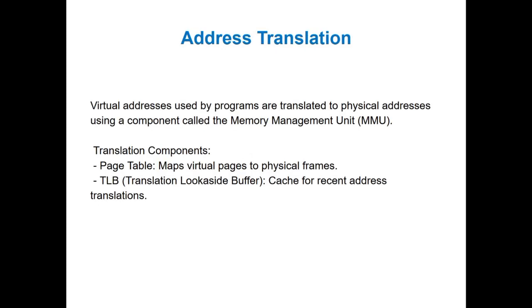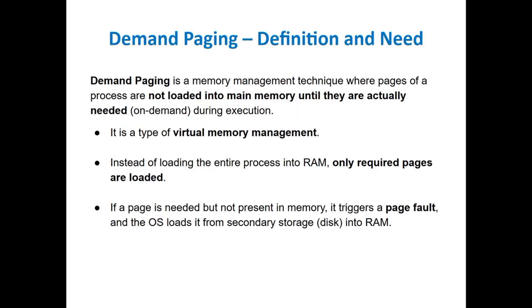Discussing address translation: virtual addresses used by programs are translated to physical addresses using a component called the Memory Management Unit (MMU). Translation components are, first, the page table, which maps virtual pages to physical frames. Second, the TLB, translation look-aside buffer, a cache for recent address translations. Now, we will see what is demand paging.